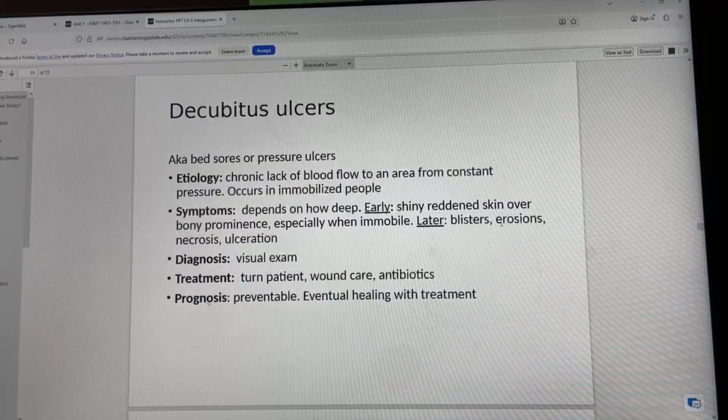Later on, you might see some blisters, some necrotic tissue. Remember what necrotic tissue means? That was, I think, in our unit on dead tissue. So, a blackened area, dead skin, ulcers. You just diagnose it by looking at it, a visual exam.